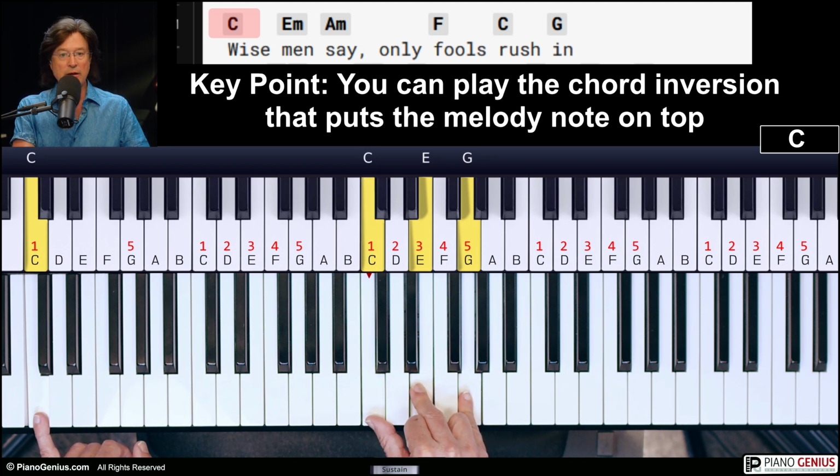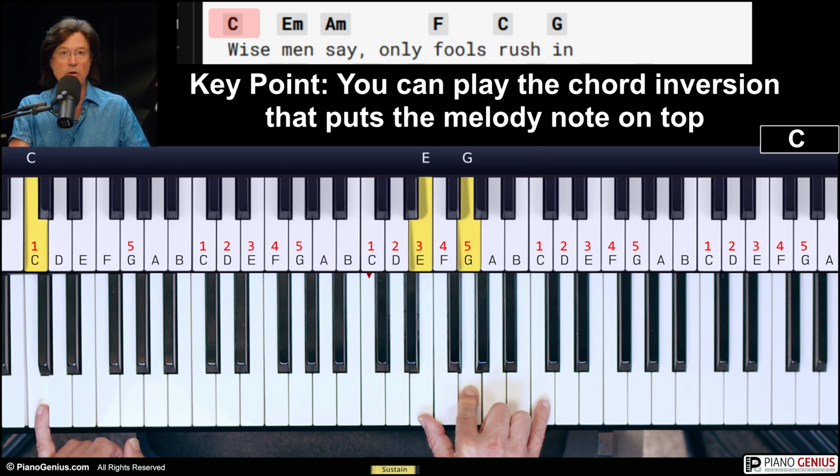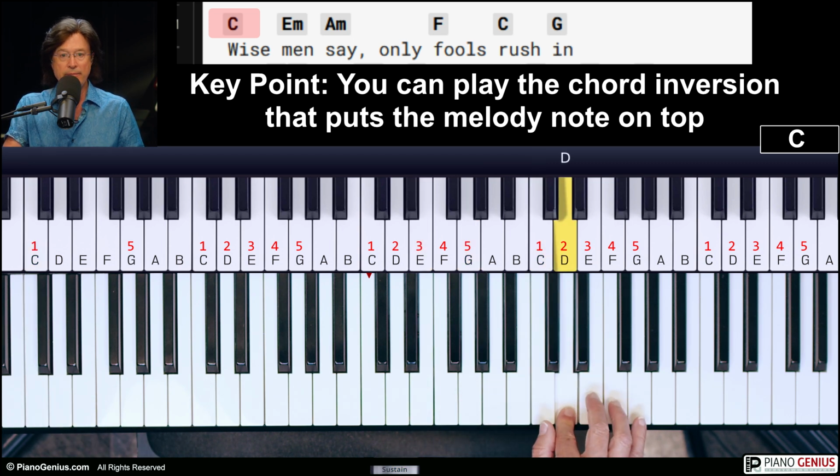So it would actually be helpful to put that up on top. If we took that root note and put it up to here, wise. Now we're singing the note that's on the top of the chord, so you feel supported vocally. Wise. You don't have to, but it really helps define where the melody is. Okay, wise, and then men, wise men. Okay, so the second note is G.